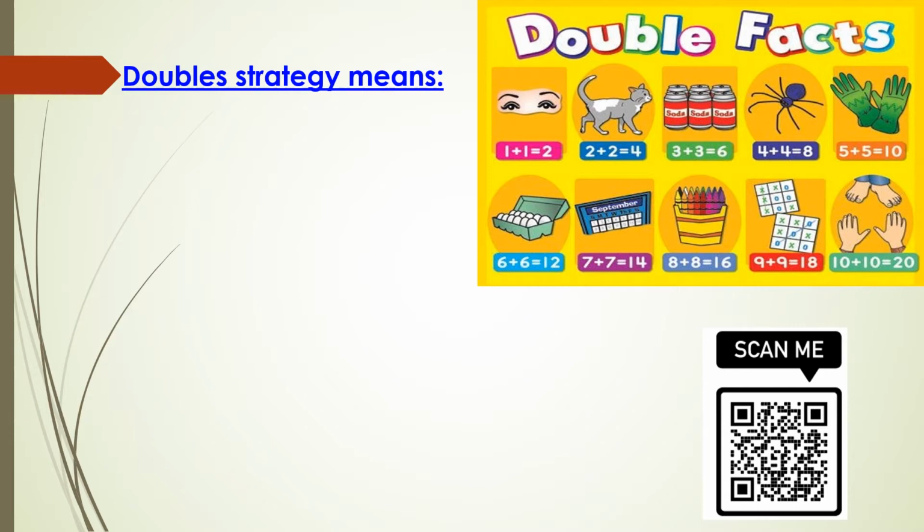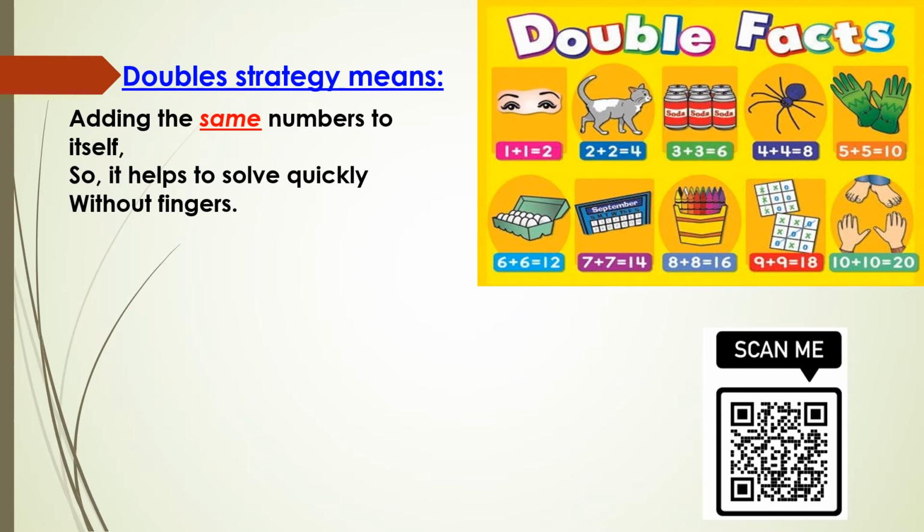So we can deduce that the double strategy means adding the same numbers to itself. So it helps to solve quickly without fingers. Doubles means adding same numbers, like 1 plus 1, 2 plus 2, 3 plus 3, 4 plus 4, and so on. Okay?